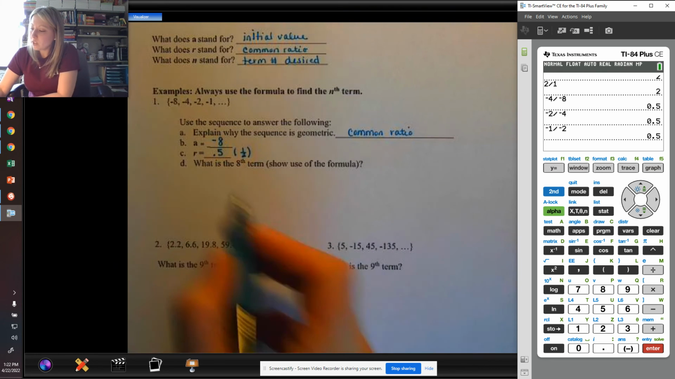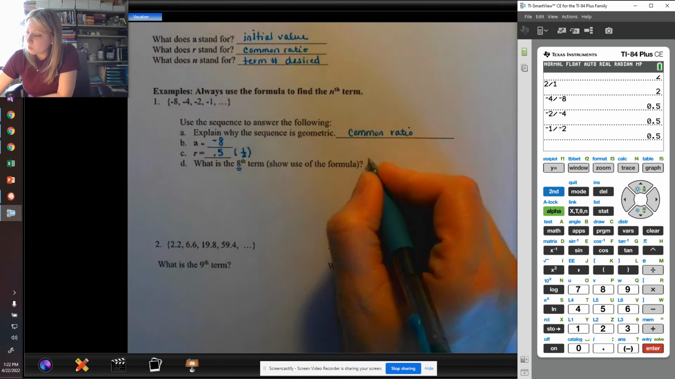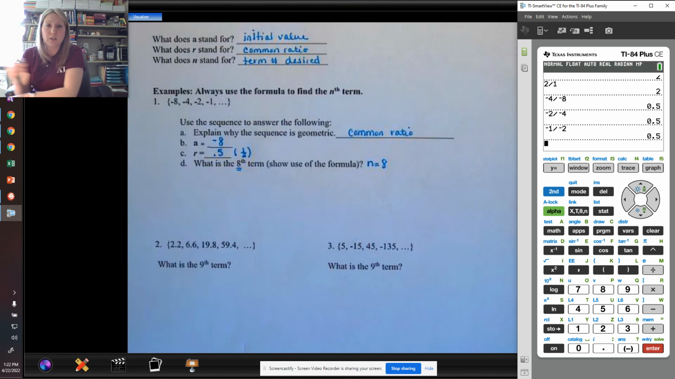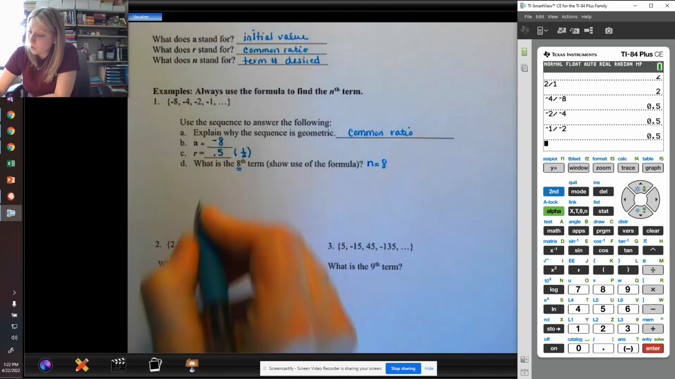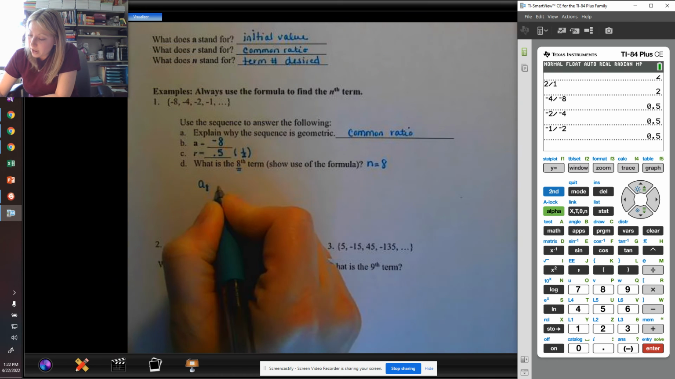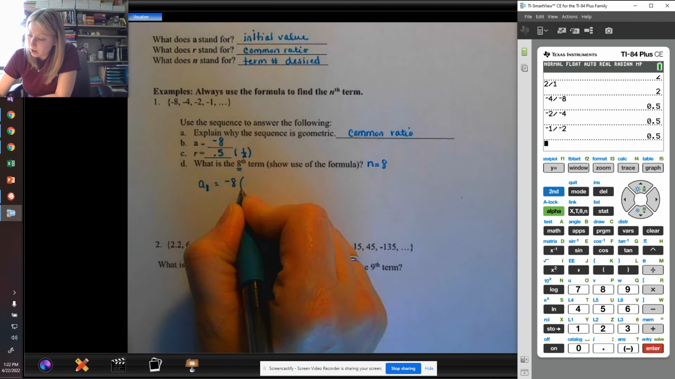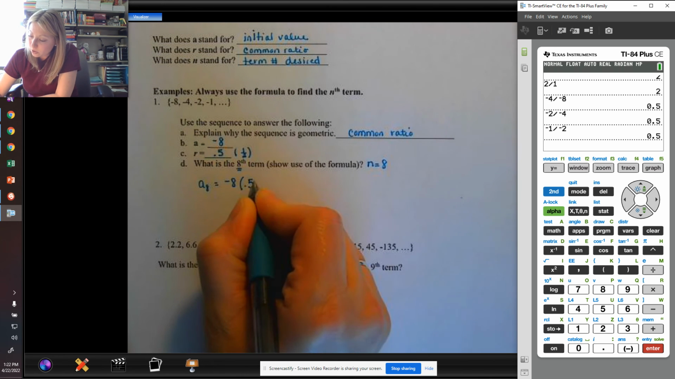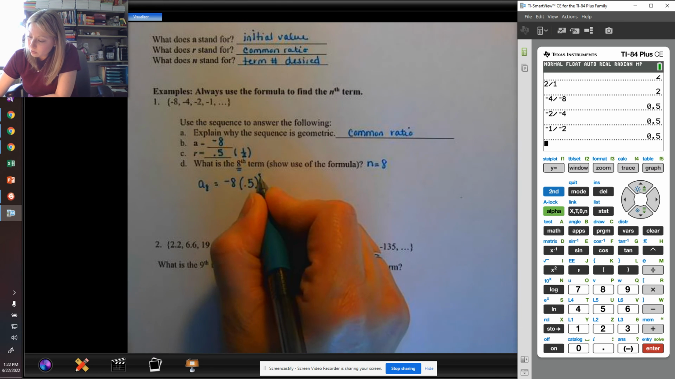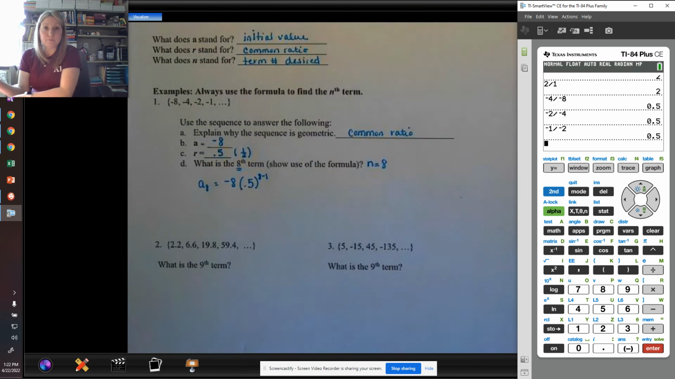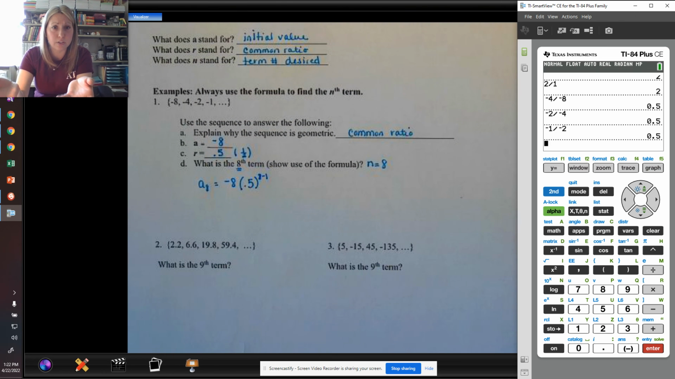Now we want the 8th term, which tells me that my n value that I'm going to be plugging in is 8. So a subscript 8 is equal to -8 times 0.5 raised to the 8 minus 1 power. And I get to just plug that right into my graphing calculator to get my value, my 8th term in the sequence.